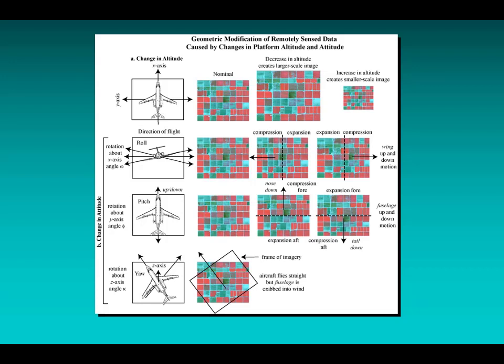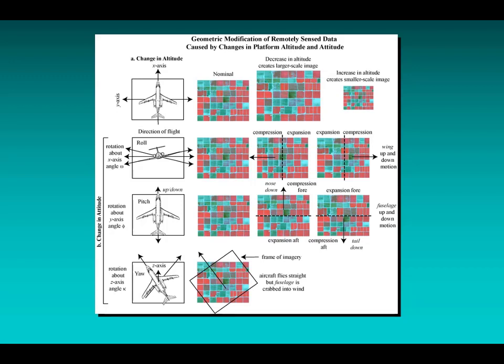So in subfigure A, note that we can have geometric modification of our images that could be introduced by changes in the altitude of our aircraft or spacecraft platform above ground level when we are in the process of collecting our image data. So if we increase our altitude, that's going to result in smaller scale or less detailed images, whereas if we are decreasing the altitude of our platform, that's going to result in larger scale images. So that's what the effect is of changes in altitude.